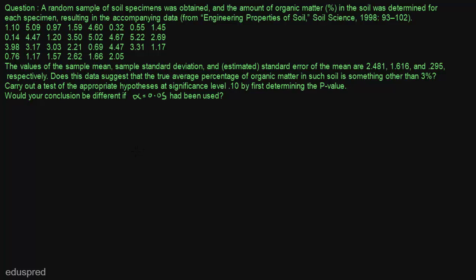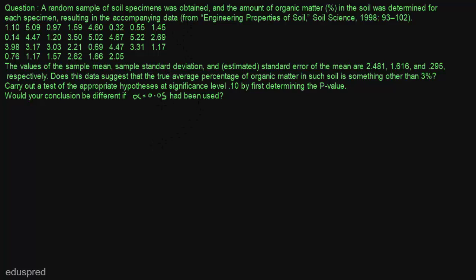All that said, let's get started with this question. A random sample of soil specimens was obtained and the amount of organic matter in the soil was determined for each specimen, resulting in the accompanying data. So this is the sample data that we are given.